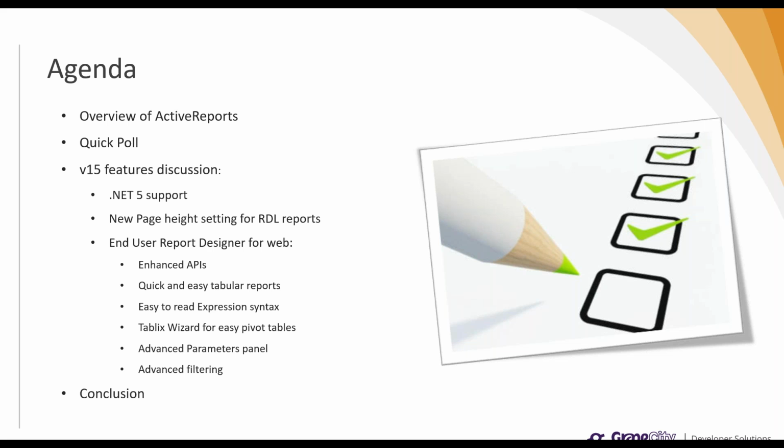So we'll talk about some of these features that include an enhanced API, an easy and quick way to create tables within your reports, and a Tablix wizard that we have created just to make these pivot table creations much simpler and much easier for you guys, and for your end users. And then the other 2 features are a bit more advanced, so creating advanced parameter and custom parameter panels, as well as advanced filtering. So we'll talk about a little bit of these features, we'll do a little bit of demos, and we'll end with a question and answer session.